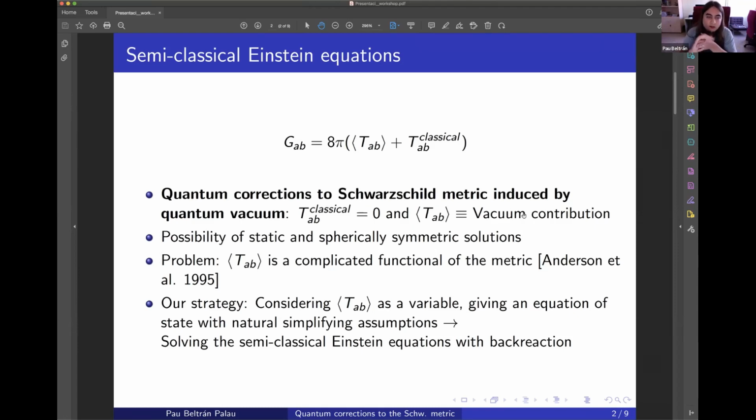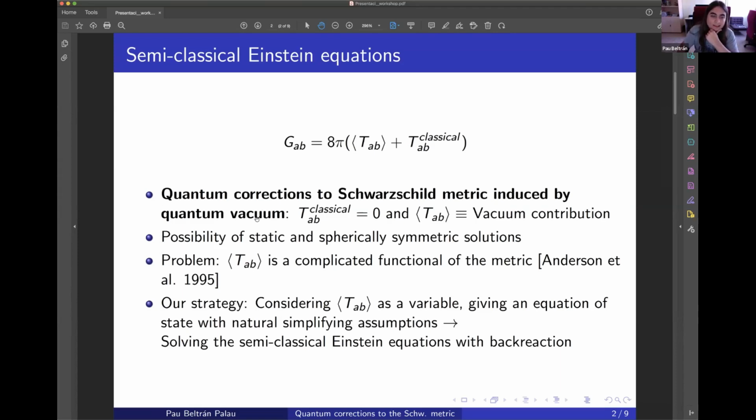So what we are searching for is the possibility of static and spherically symmetric solutions. We know that this is not the most general case, but we are going to consider this ansatz and search if there exist solutions of this kind.